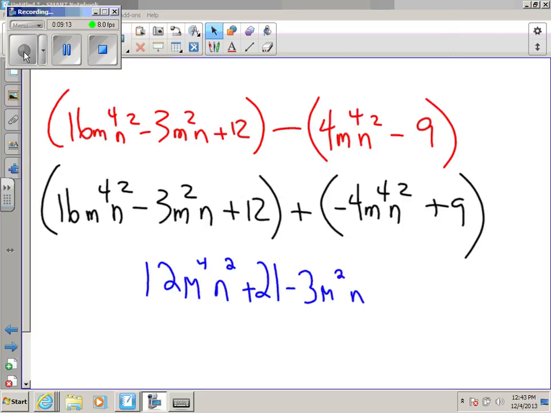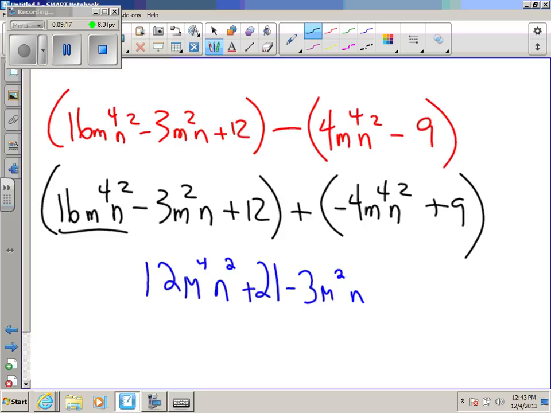All right, let's double check what Kate has. The 16m to the fourth n squared, that matches up good. A negative 3m squared n, nothing over there to match, so that's okay. And a 12 plus a 9 is a 21. We get it? Okay. They can be switched. You can have the 12m to the fourth n squared minus 3m squared n plus 21. You can switch them around.